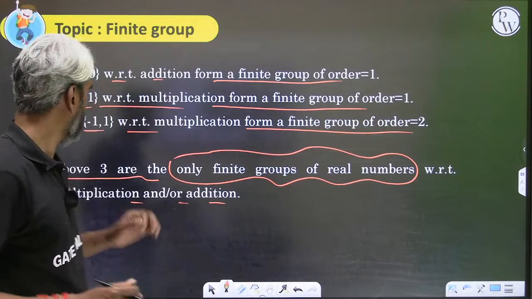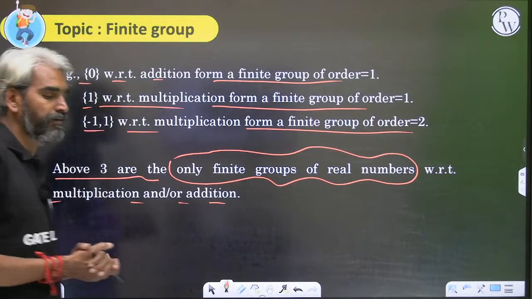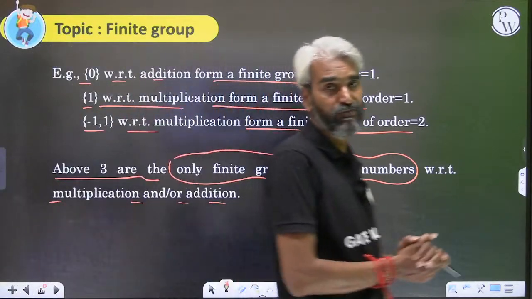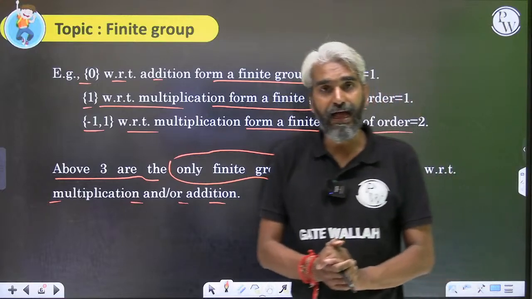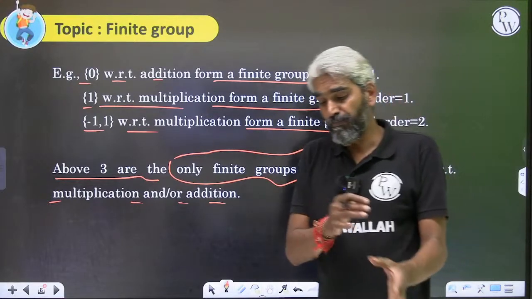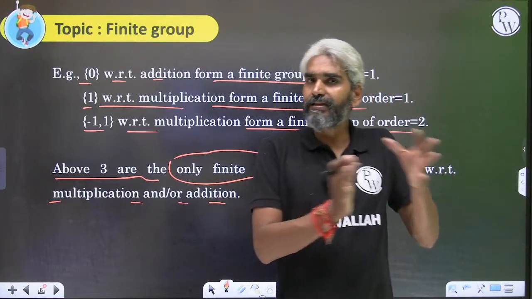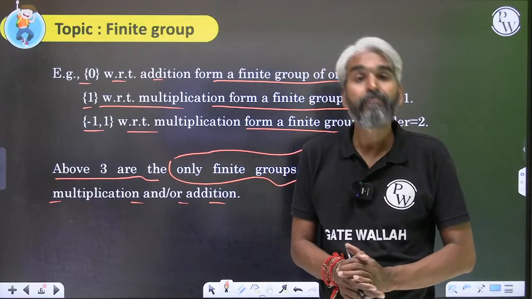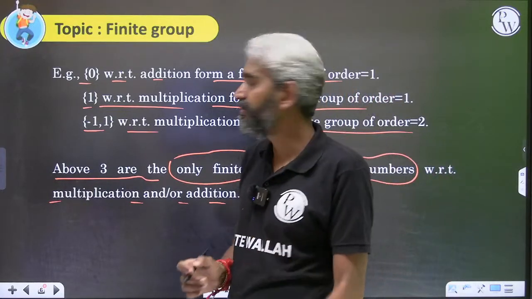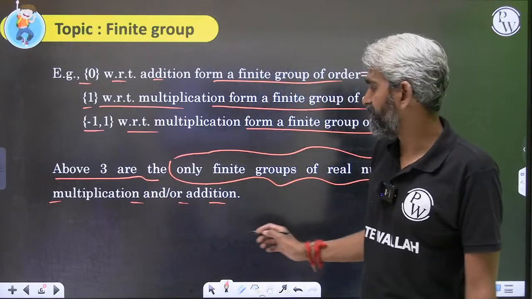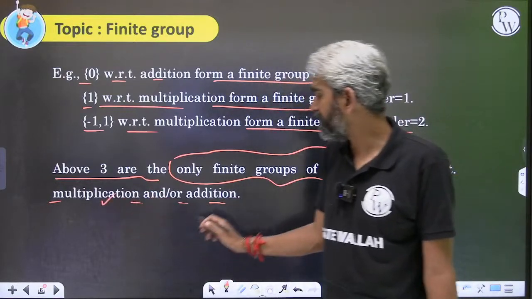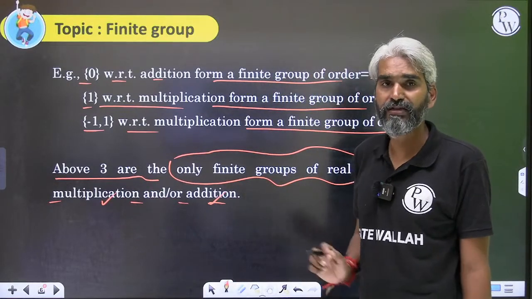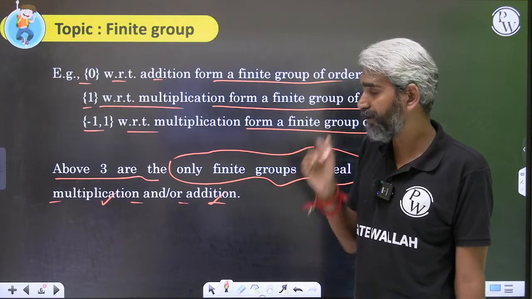Sir, if we don't have any other finite group of real numbers, then the only choices available to us are to move from real numbers to some other types of numbers. So basically that will be nothing but imaginary numbers, and otherwise try to change the operation, try to create some other operations apart from multiplication or addition. So that's what we are going to do.